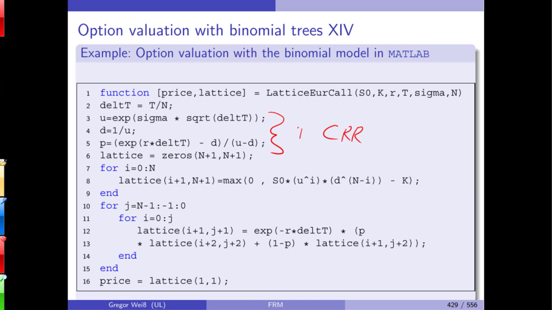Then, the lattice is nothing but a matrix. Actually, the matrix looks like this, but we'll only fill this area here. And this here fills the last column. And then we'll go through the matrix from right to left, from bottom to top, use these two values, multiply them with P and 1 minus P. This is done here and here. Take the expected value, discount it, and calculate this value. Then we'll use these two and calculate this one here, and so on. And then we'll use this. And what is the option price in the end?